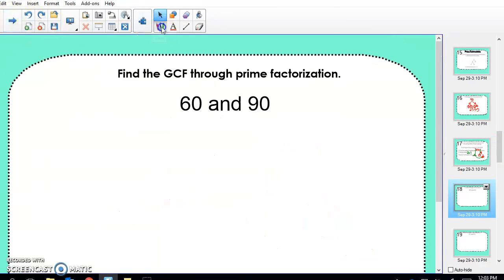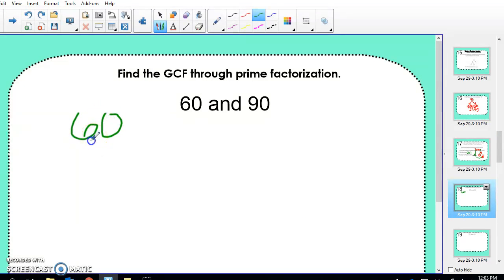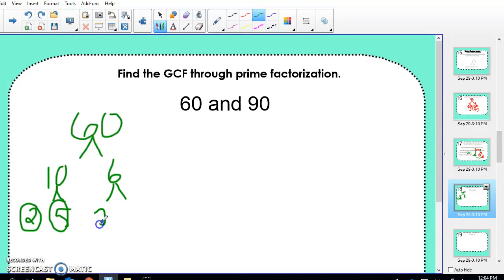Let's go ahead and try this one together. Copy it down. So for 60, what are two numbers you can multiply together to get 60? Well, 10 times 6. Some of you may have done something different. Maybe you used 15 and 4. That is fine. You'll get to the same answer as well. What number will come out of 10? Well, 2 times 5 is 10. And what two numbers can I multiply together to get 6? I know 2 times 3 is 6.